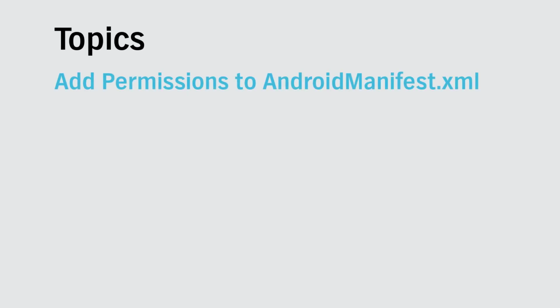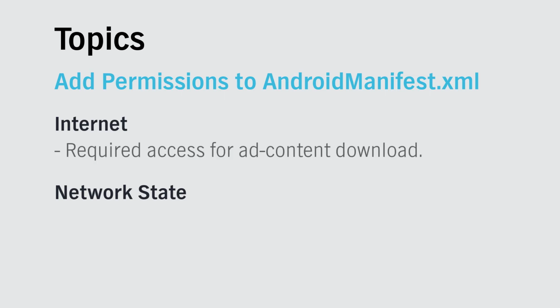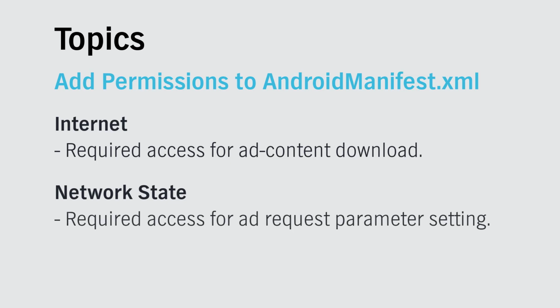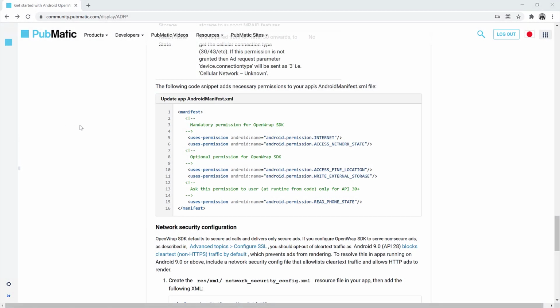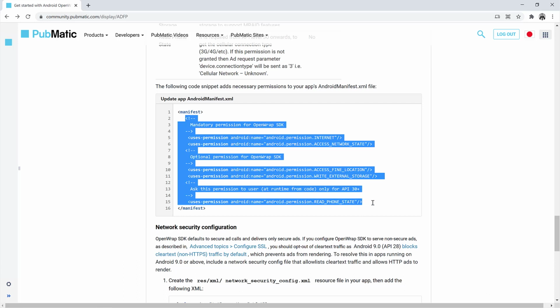Now that you've satisfied the required dependencies, it's time to update permissions in your Android manifest.xml file. Android OpenWrap SDK requires only two mandatory permissions: Internet, which is required to access the Internet for ad content download, and Network State, which is required to access the network for ad request parameter settings. The following code snippet adds the necessary permissions to your app's Android manifest.xml file.